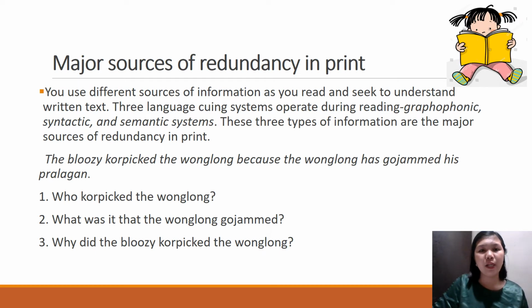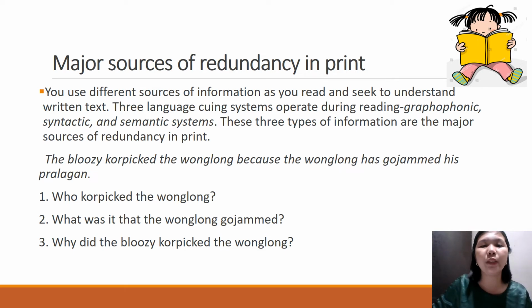Next, major sources of redundancy in print. You use different sources of information as you read and seek to understand written text. Three language cueing systems operate during reading: graphophonic, syntactic, and semantic systems. These three types of information are the major sources of redundancy in print. We will define them in a while, but first read the sentence below and see if you can answer the questions that follow. The blue seeker picked the Wonglong because the Wonglong has go jump his pralagan.